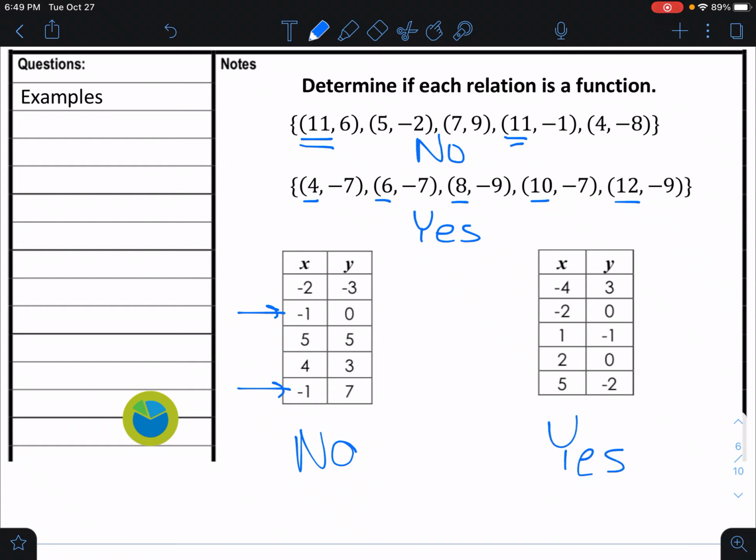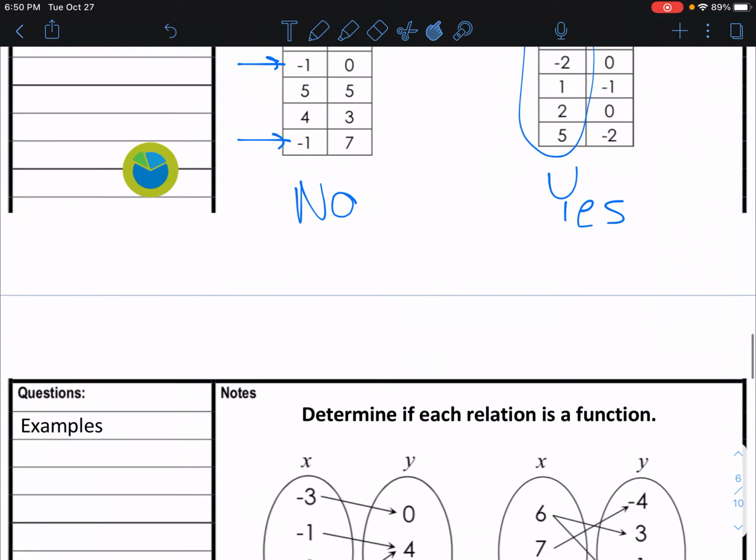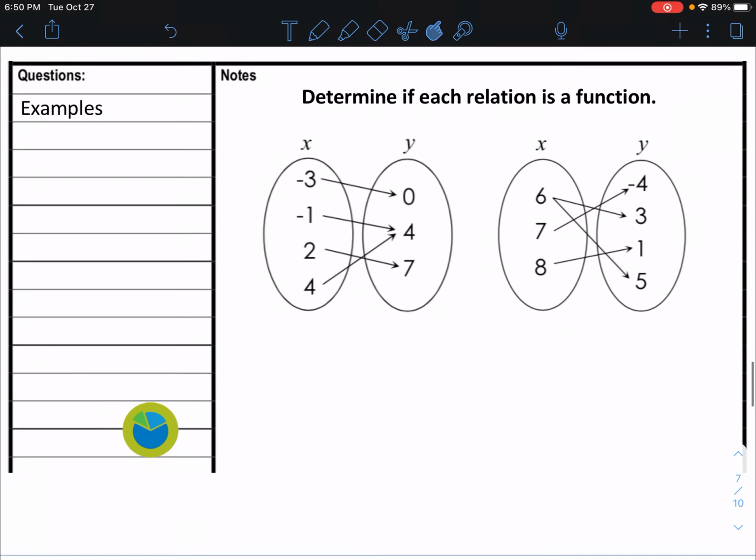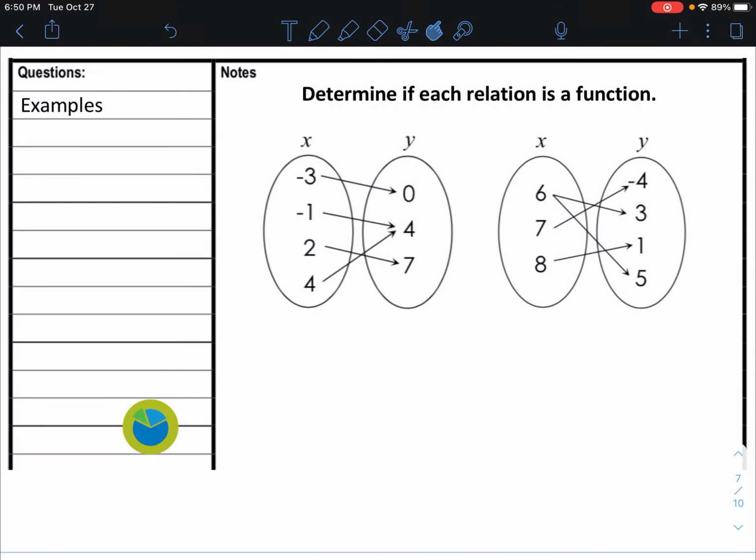This is a function. Again, I'm just looking at the x values and seeing if those repeat. That's how you determine it from a set of ordered pairs or from a table. Now, a mapping diagram is a little easier to determine.